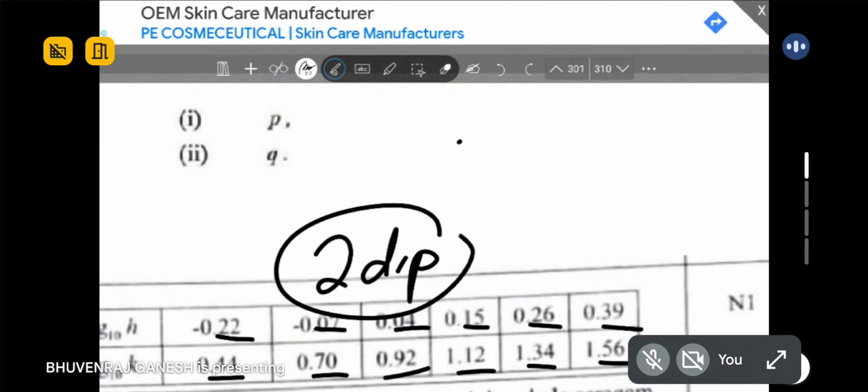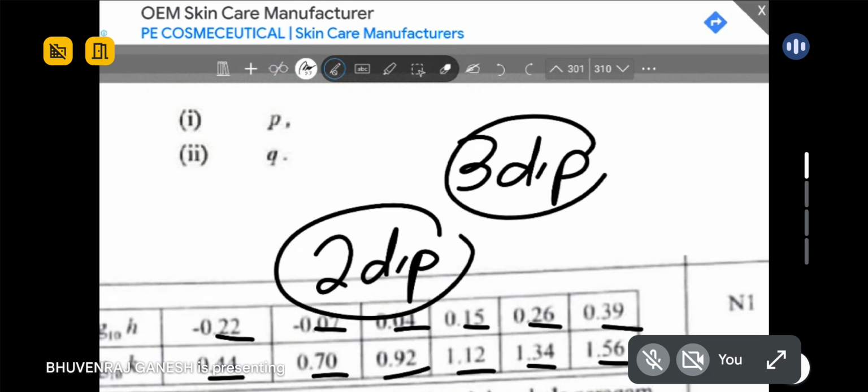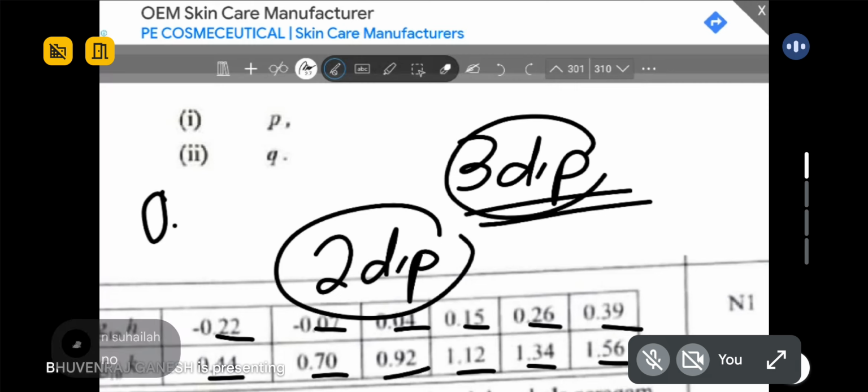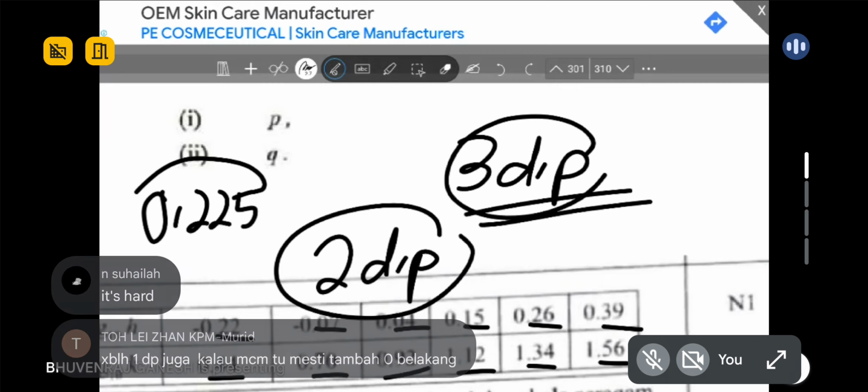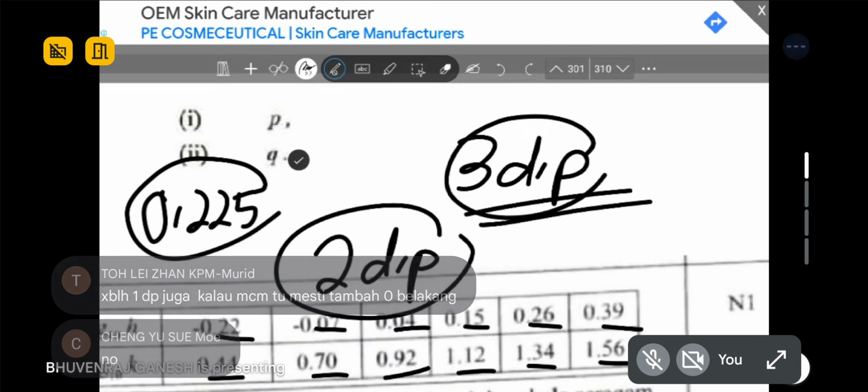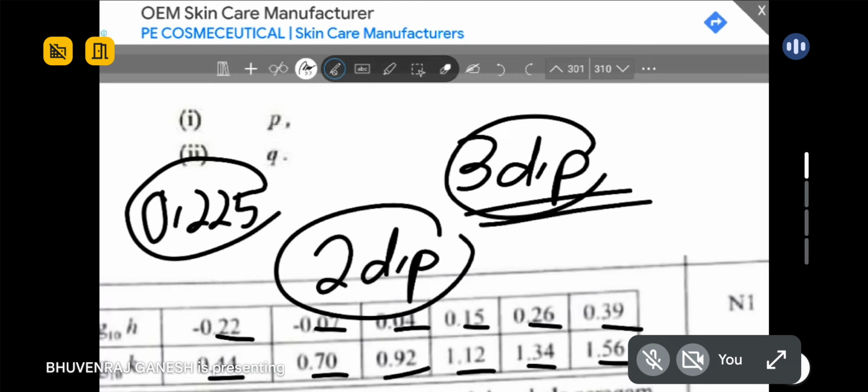Do you understand guys? Kenapa saya guna 2 dp? If you use, let's say you use 3 dp guys. Kamu guna 3 titik perpuluhan. Kamu boleh plot tak atas graf? Can you plot this value? Yes or no? If you have 3 decimal places. Think and see. Example 0.225. Can you plot this value or not? Cannot. Very hard, right? Correct. Tak boleh, 1 dp juga kalau macam tu. Yes, correct. That is right.